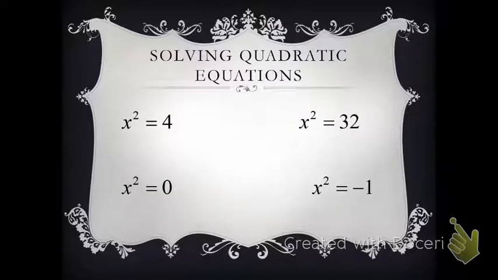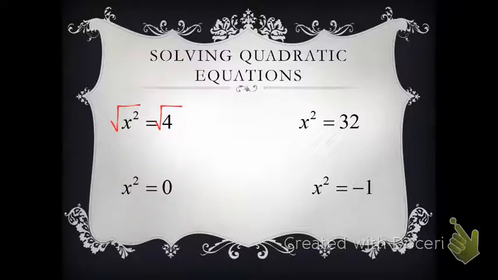Next, let's look at a few examples. All of these equations already have the x squared isolated. So all we need to do at this point is use the inverse operation to be able to get that x by itself. Remember, the way that you undo taking a square is to use a square root. So for all of these, our first step is going to be to take the square root of both sides.